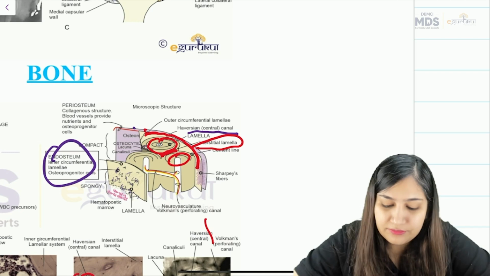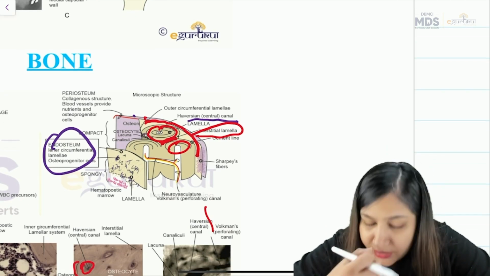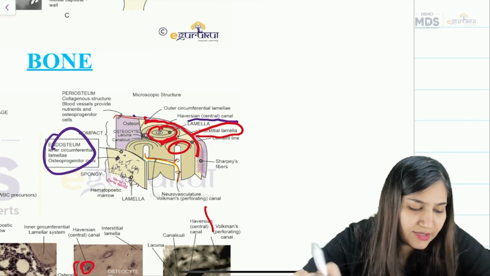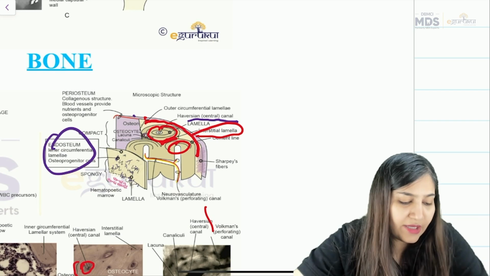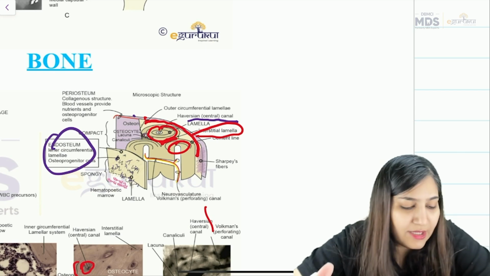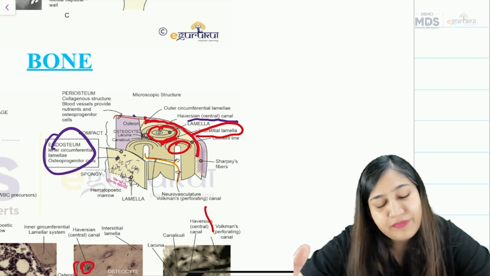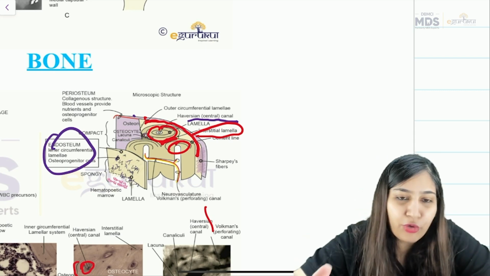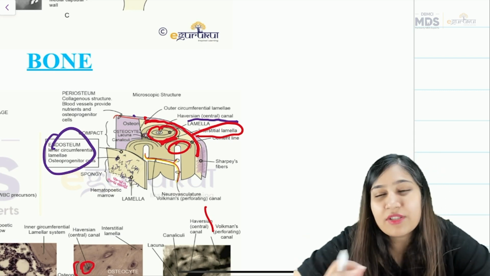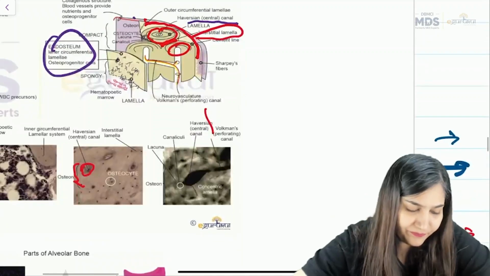Volkmann's canal connects to Haversian canals. It is mainly a perforating canal. Blood vessels and nerves branch off at 90° through this perforating canal, and it joins two Haversian canals.